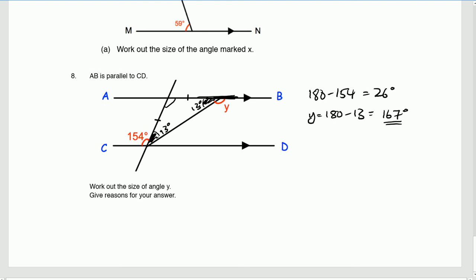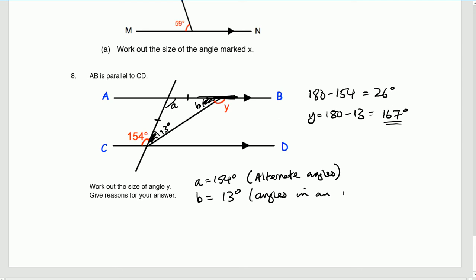I'm going to label this angle in here as little a. I could say that little a is 154 degrees, and my reason is alternate angles. Then I could label this angle over here with a little b, and say b is equal to 26 divided by 2, which is 13 degrees, because angles in an isosceles triangle. This is all you need to write. In fact, this is more than you need to write. I'm overachieving right now.